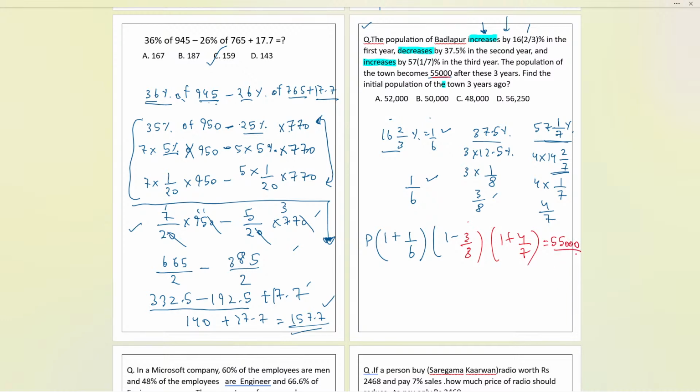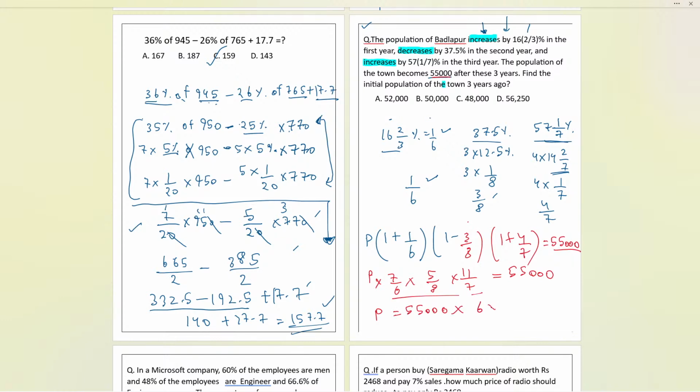We are getting 55,000, and now we need to just solve it. Let us take the LCM over here. It will be like 7 by 6, then 5 by 8, and this will be 7 plus 4, 11 by 7, now equals 55,000. Now the P value, we can take it on the other side. It will be 55,000, taking all these numbers on the other side: 6 times 8 times 7 divided by 7 times 5 times 11, and you can solve it. You'll get the final answer as 48,000. C is the answer. Okay, so I hope it is now clear to everyone. That is the final answer.